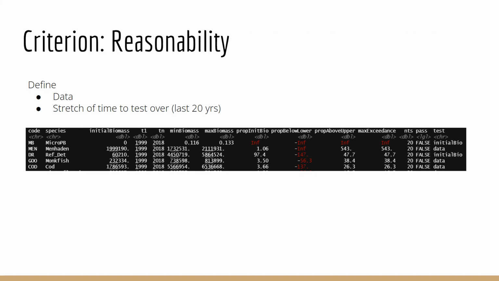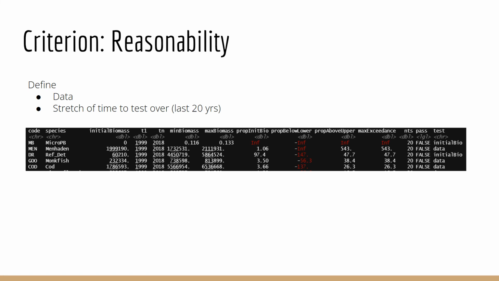So the final criterion we have termed reasonability, and this one has proved to be the most problematic after initially thinking this would be the simplest. So the criterion is, does the biomass time series over the last 20 years of the model lie within reasonable bounds? So what are these bounds?